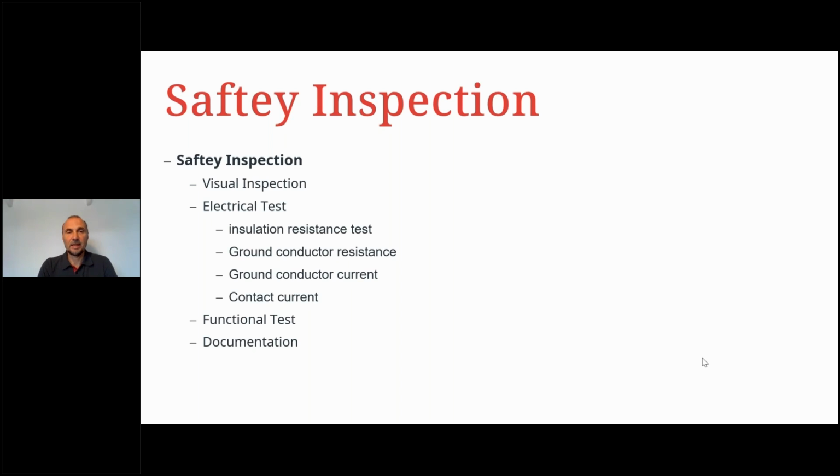After the replacement, also do a short safety inspection. There's a visual inspection first, then the electrical tests: insulation resistance test, ground conductor resistance, ground conductor current, and contact current. This can be done on the DC side with a DC module measurement. You just connect that to the strings. Also, you can test the AC voltage again on the AC clamps quite easily before you re-enter the inverter.